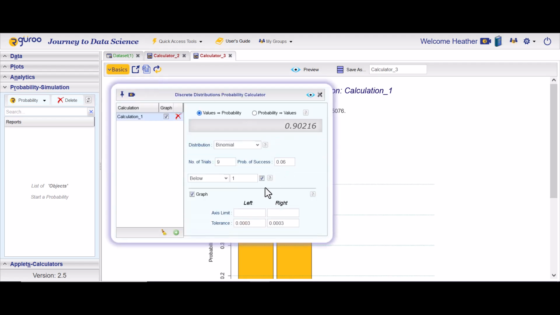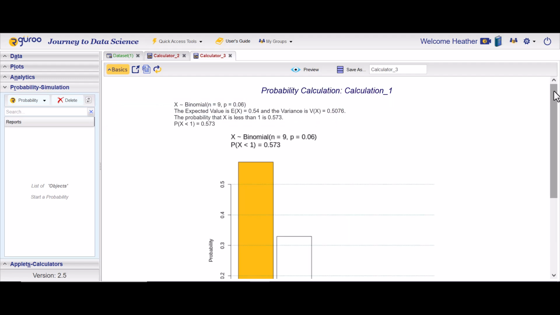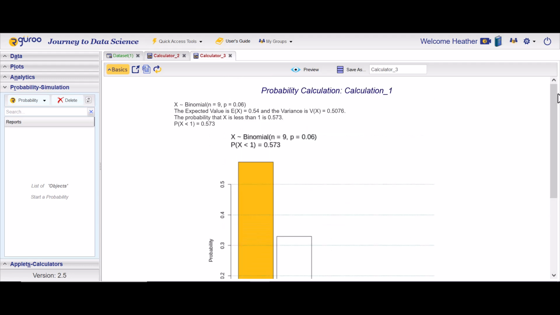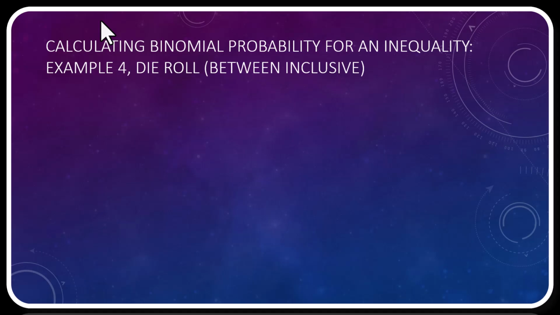Again, just so you see, if I didn't check that box, and I look at my graph, now I didn't do what the problem asked me to do. First of all, I didn't include 1, the probability of 1 in my answer, and also you can see the incorrect inequality sign is here. So hopefully that just drives home the point how important that little box is. Let's work another example. This is example 4, die roll between inclusive.